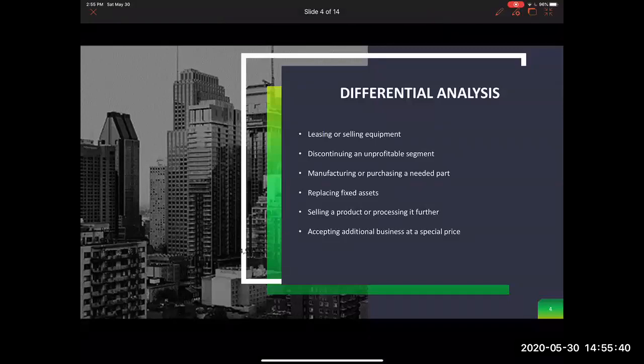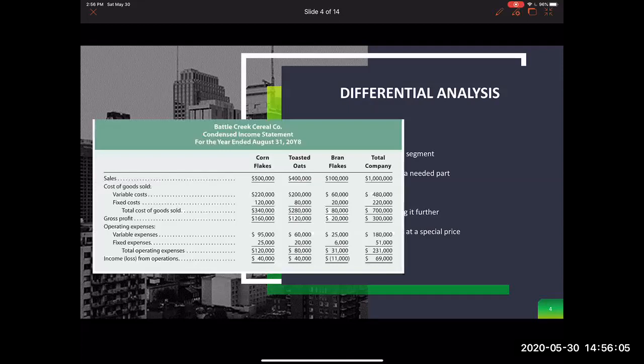All right, guys, so here we are in the next part of the chapter talking about discontinuing an unprofitable segment, which is number two. So a business may decide to discontinue a product, department, branch, territory, or other segment of the business because it's not generating a profit, right? They're losing money. So let's talk about what it means to discontinue or eliminate a product or a segment and what that looks like, okay?